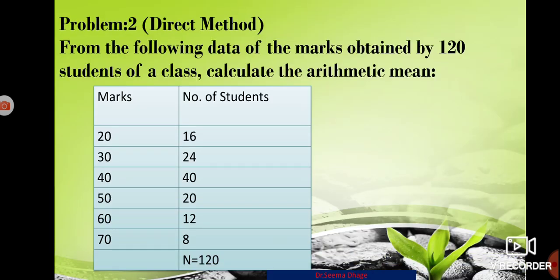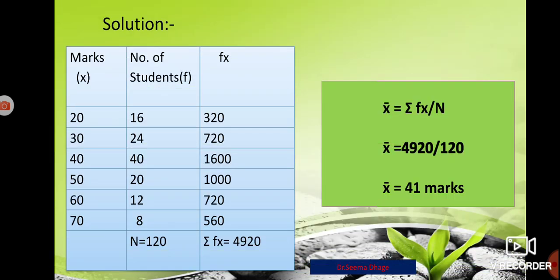Now, we will solve our second problem of direct method. From the following data of the marks obtained by 120 students of a class, calculate the arithmetic mean. Again, here we have marks and number of students. As you know, marks is our variable, number of students is frequency. So, we will denote marks as x and number of students as f. Then, we have to obtain the sum of frequencies, that is n or sigma f. But in this problem, they have already calculated total number of students, that is 120.